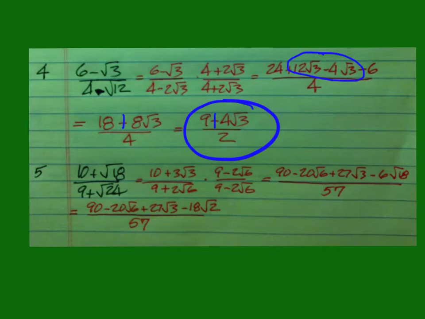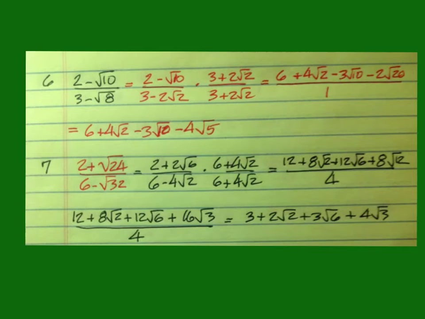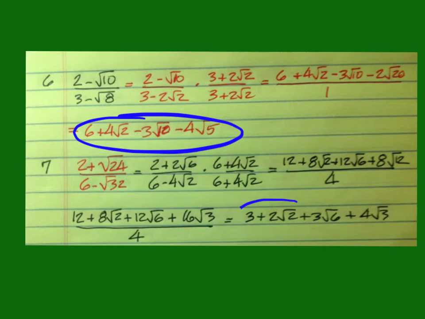And for number 5, you'll have 90 minus 20 square root of 6 plus 27 square root of 3 minus 18 square root of 2 over 57. On number 6, we have 6 plus 4 square root of 2 minus 3 square root of 10 minus 4 square root of 5. And on 7, we have 3 square root of 2 plus 3 square root of 6 plus 4 square root of 3.